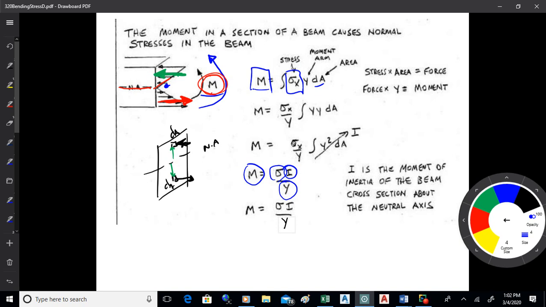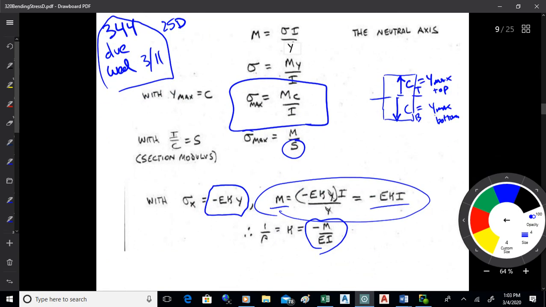So we can play some mathematical games with that and rearrange this basic relationship and end up with our basic design and analysis equation for a beam. That tells us that the maximum normal stress is the moment off the moment diagram times c, which is the maximum distance from the neutral axis to some edge of the beam, top or bottom, divided by the moment of inertia for the beam cross section. Okay? So that's the basic equation that we work with. All right, do we have any questions on that?